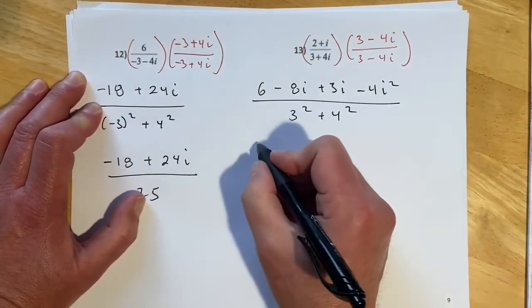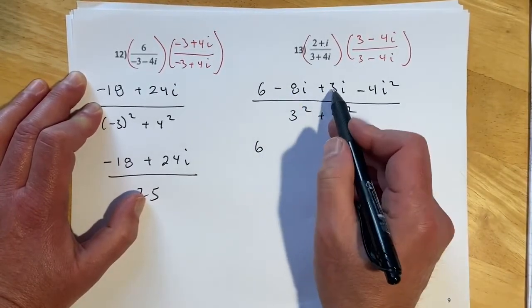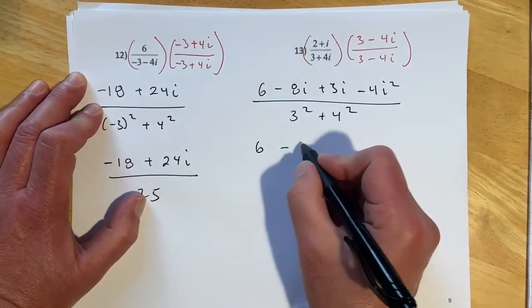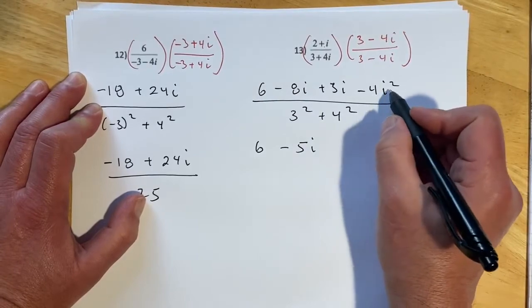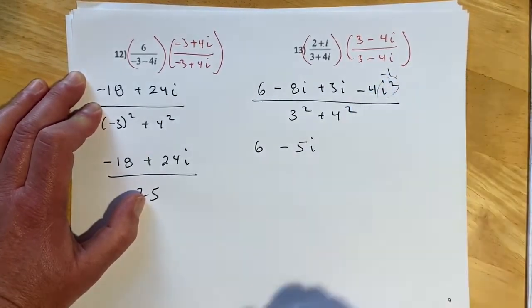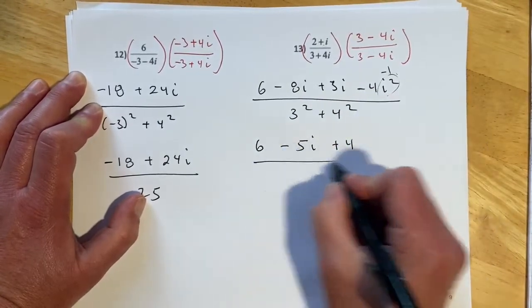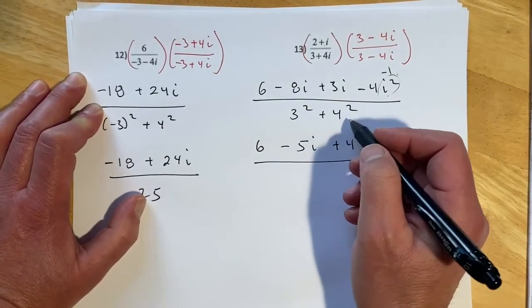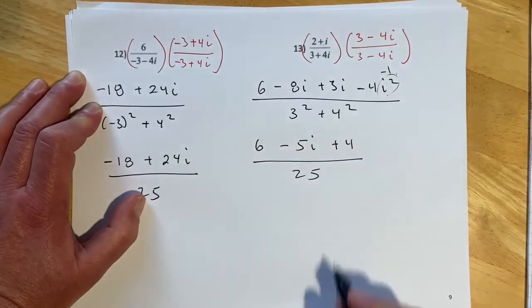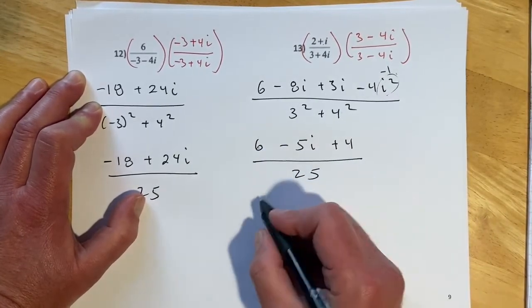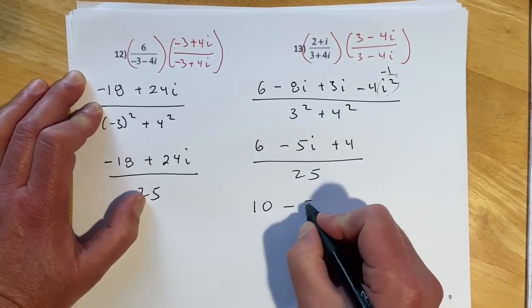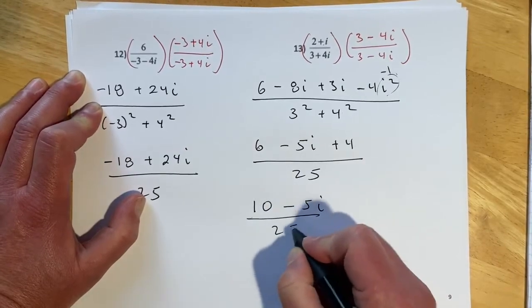And cleaning up the numerator, 6, let's see, minus 8i plus 3i is minus 5i. And then this is i squared, so remember that's our negative 1, which makes this turn into a plus 4 from that minus 4. And 9 and 16 would be 25. And then let's see, 6 and 4, so that's giving us 10 minus 5i over 25.